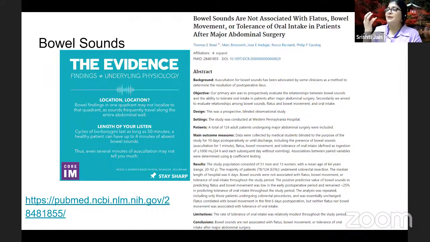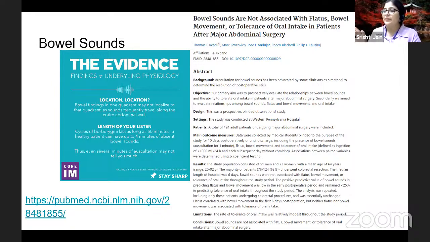Another important myth, why we don't start feeding our patients early, is we wait for the return of the bowel sounds. The truth is the problem is the localization of the bowel sounds. Bowel findings in one quadrant may not localize to that quadrant, as sound frequently travels along the entire abdominal wall, and the length of your listen matters. So if you're not able to hear the bowel sounds, do you have the patience for waiting as long as 50 minutes? Because cycles of borborygmi may last as long as 50 minutes.